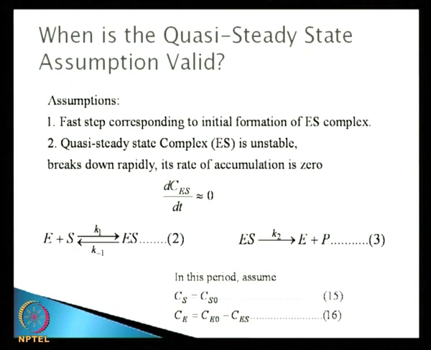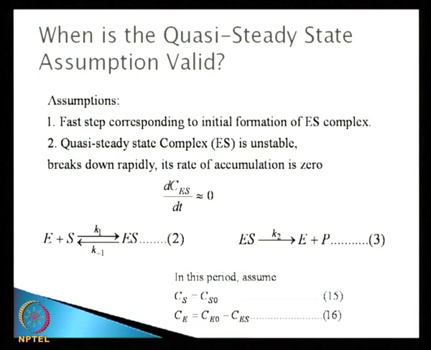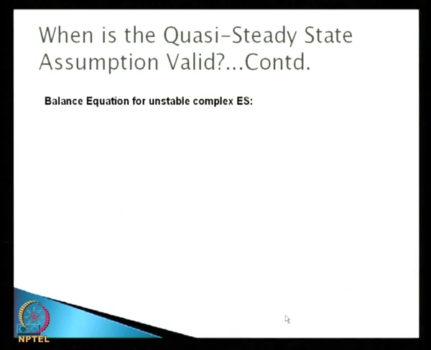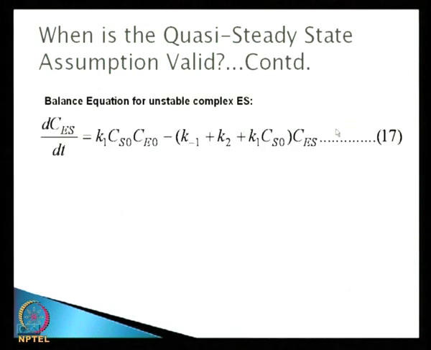What does it mean? It is the initial stage of the reaction, so the total amount of substrate that is present equals the total amount of substrate that was initially present. That is a small assumption, and once we make it, we can go ahead and solve this. This is my balance equation, and how it is different from equation 15 is that all I am doing here is substituting CS by CS naught.